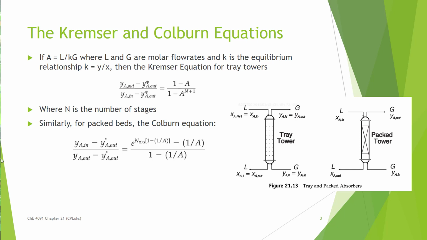So the Kremser and Colburn equations are very commonly used when you know A, the ratio of L to G, with the equilibrium relationship K. And if that's essentially constant, then you can use the Kremser equation for tray towers or the Colburn equation for packed beds. N is the number of theoretical stages, and in the case of the Colburn equation, it's based on the overall gas mass transfer being dominant. And so these are the equations that we end up using.